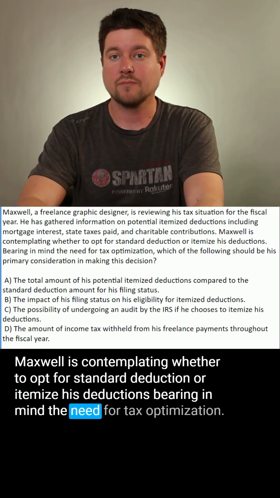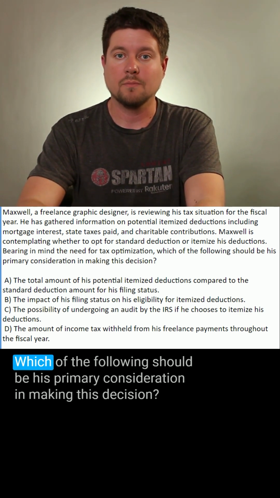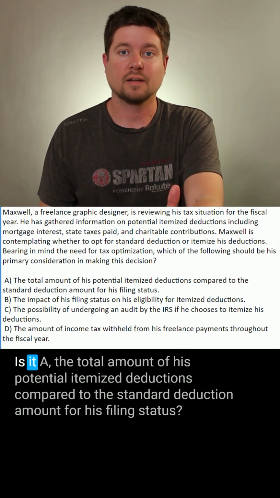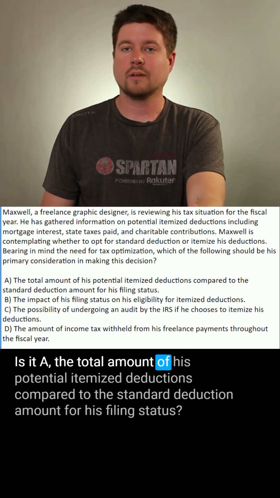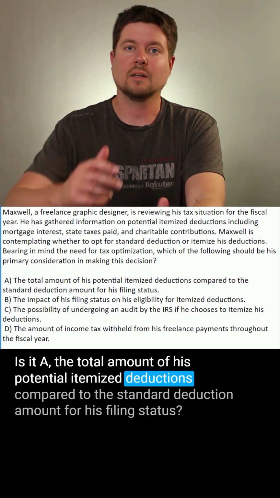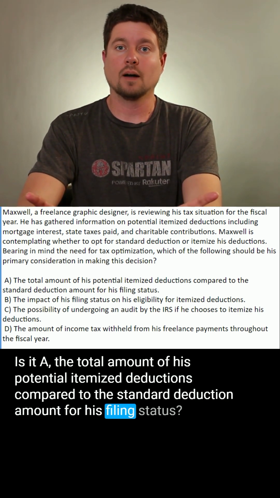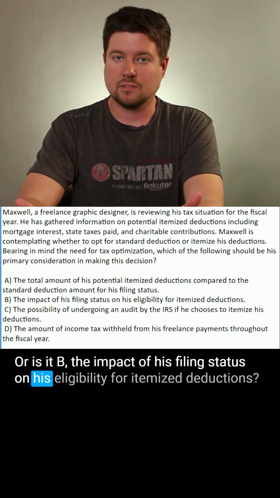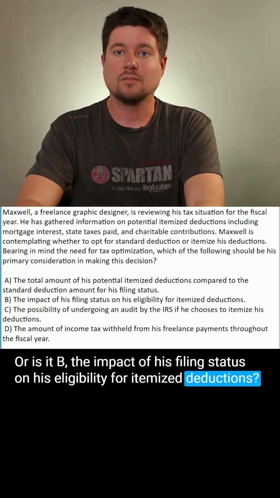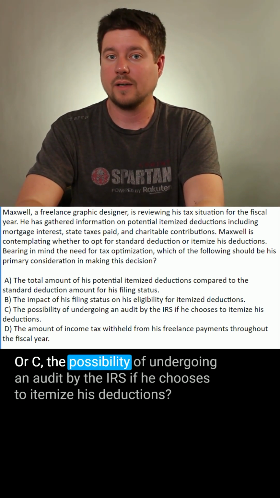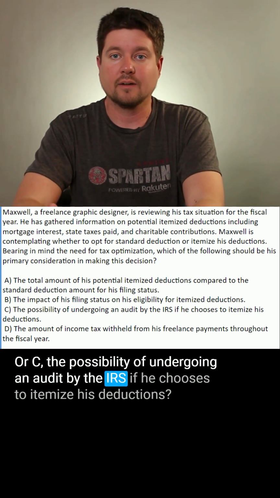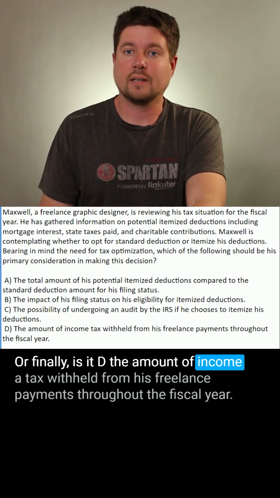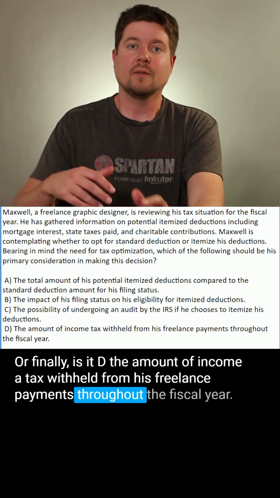Bearing in mind the need for tax optimization, which of the following should be his primary consideration in making this decision? Is it A, the total amount of his potential itemized deductions compared to the standard deduction amount for his filing status? Or is it B, the impact of his filing status on his eligibility for itemized deductions? Or C, the possibility of undergoing an audit by the IRS if he chooses to itemize his deductions? Or finally, is it D, the amount of income tax withheld from his freelance payments throughout the fiscal year?